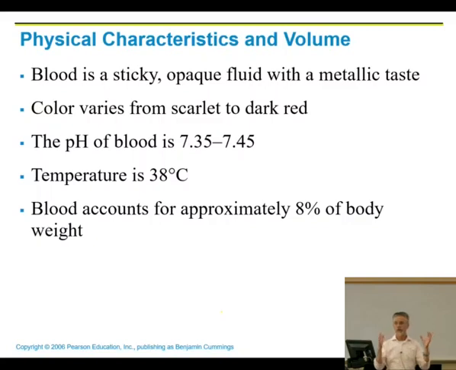So if it's getting colder, we want to keep it more towards the core and make sure all these critical organs are staying warm. So we're going to constrict out the periphery. We're going to keep it in a little bit further, right? So you might get a little bit pale too, right? So your hands or your feet might get a little pale, your skin might get a little pale, etc.